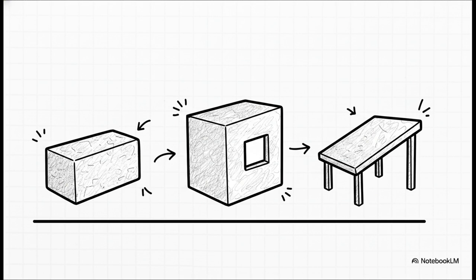Second, we have the jumla. This is like dropping an entirely prefabricated room right onto your foundation. The predicate is actually a full sentence itself. And finally, there's the shibh jumla, a prepositional phrase or adverb that acts kind of like an attached annex.